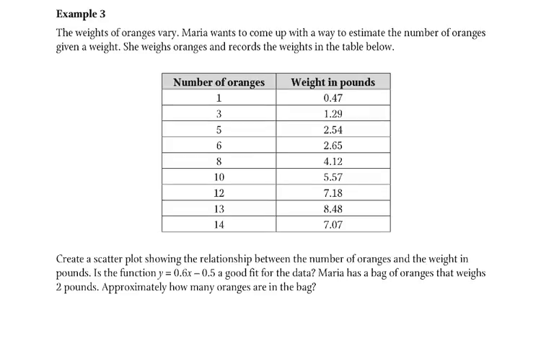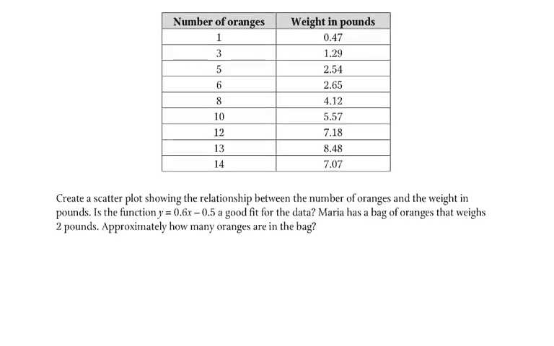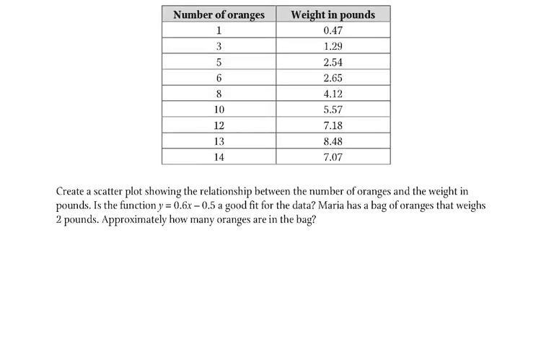Alright, example 3. The weights of oranges vary. Maria wants to come up with a way to estimate the number of oranges given a weight. She weighs oranges and records the weights in the table below. Good job, Maria. It says create a scatter plot showing the relationship between the number of oranges and the weight in pounds. Is the function y equals 0.6x minus 0.5 a good fit for the data? Maria has a bag of oranges that weighs 2 pounds. Approximately how many oranges are in the bag? Okay.